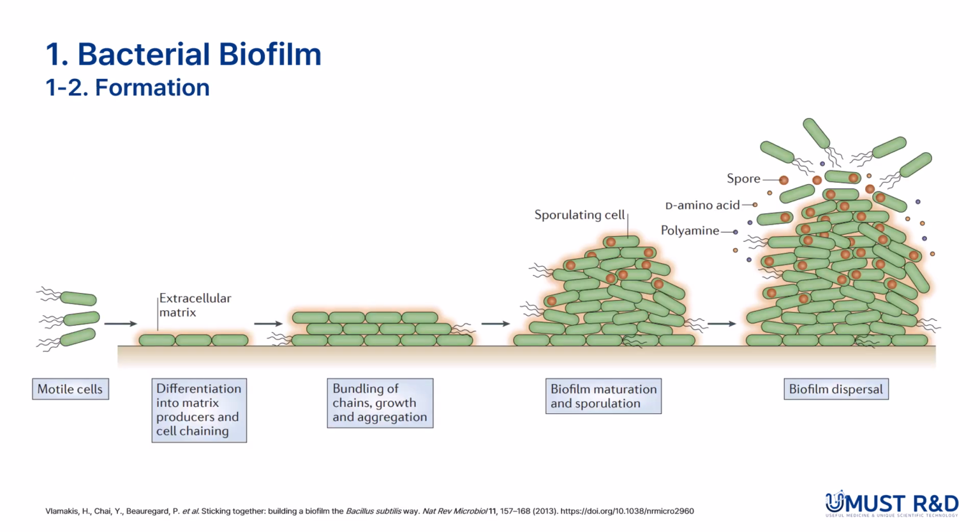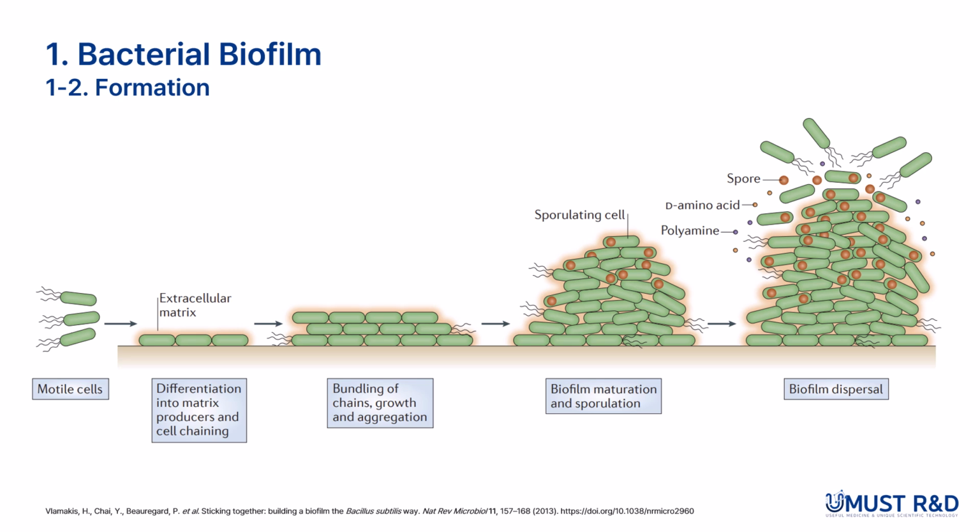Let's talk about how biofilms form step by step. In the beginning, bacteria are mobile. They move around using flagella. They swim to find a suitable surface rich in nutrients. Once they find that surface, they attach to it and undergo a big change. They stop moving and start producing a sticky substance called the extracellular matrix. They also stop separating after division, forming chains of cells.